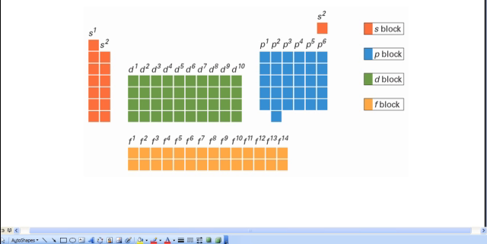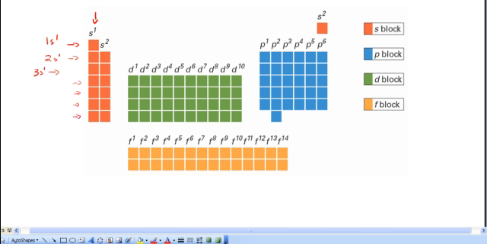The first column always ends, the elements always end, in an s1 configuration. This top element, this is hydrogen. That's a 1s1. Okay? The second one here, which would be lithium, would be a 2s1. All right? It would be a 1s2, 2s1. When you get to sodium, go back and take a look. Sodium ends in a 3s1. Potassium ends in a 4s1, 5s1, 6s1, 7s1.